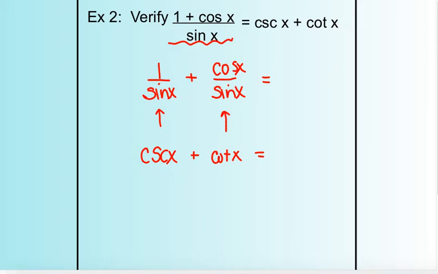So let's look and see. Did we end up with the cosecant of x plus the cotangent of x? Yes. Just go ahead and bring that down. They do, in fact, equal each other. So we verified using the identities.